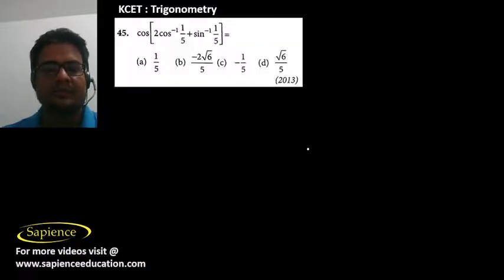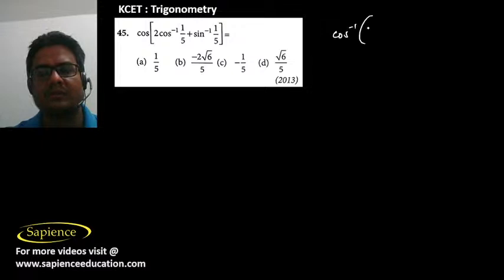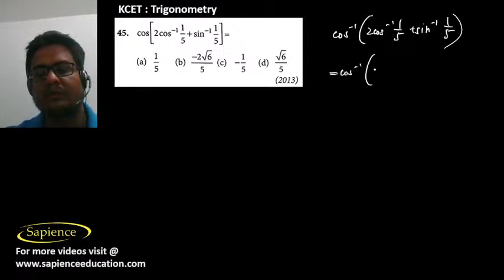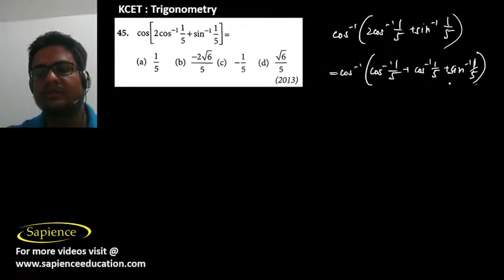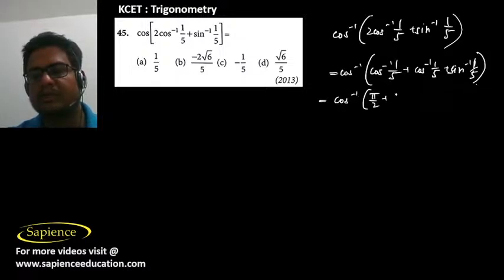Okay, then question number 45. Now this is cos inverse of 2 cos inverse 1 by 5 plus sine inverse of 1 by 5. So this will be cos inverse of, we can write cos inverse 1 by 5 plus cos inverse 1 by 5 plus sine inverse 1 by 5. Now we know that cos inverse x plus sine inverse x is equal to pi by 2. So therefore this will be cos inverse of pi by 2 plus cos inverse of 1 by 5.